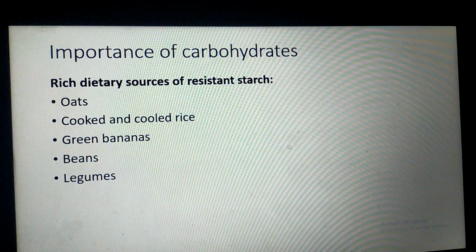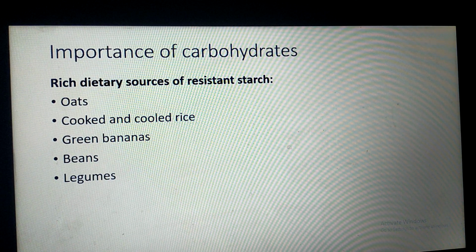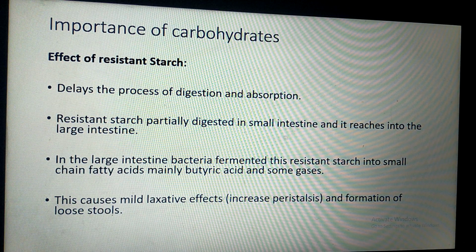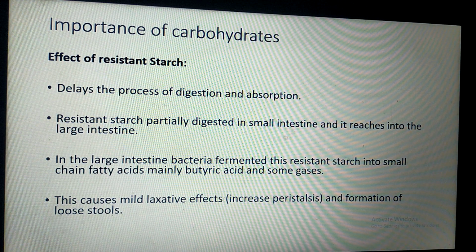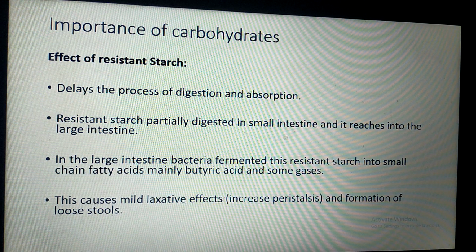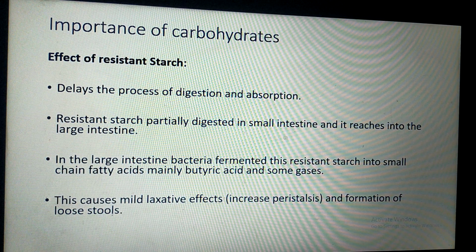Dietary sources of resistant starch include oats, cooked and cooled rice, green bananas, beans, legumes, etc. Now, what are the effects of resistant starch? Resistant starch delays the process of digestion and absorption. Resistant starch gets partially digested itself in small intestine and it is not reabsorbed. So, it reaches into the large intestine.